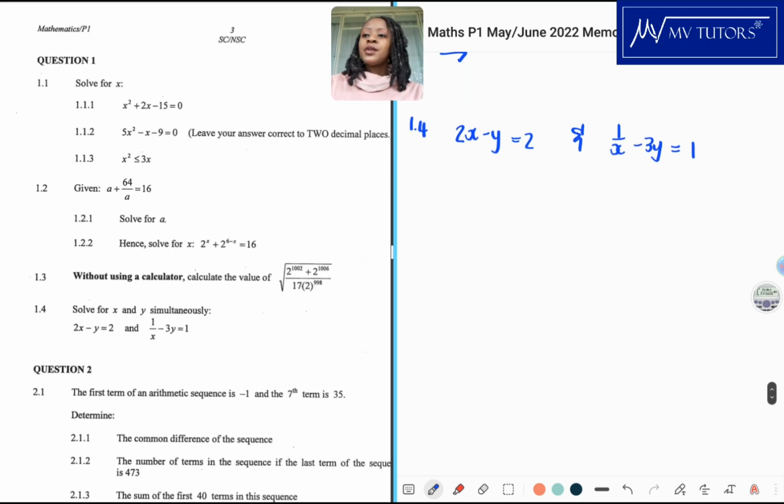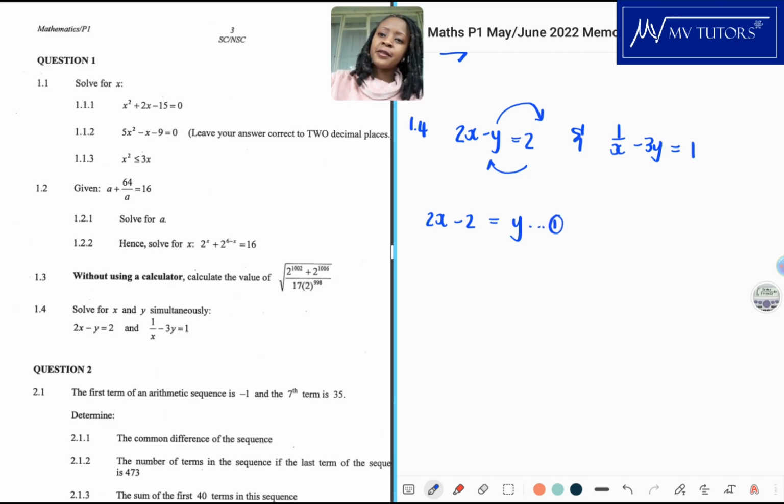Okay, so I am going to make the subject of the formula, for the first equation. I'm going to make y the subject of the formula. So I'm going to take y this side, and I'm going to take 2 this side, okay? So if I do that, let me just do it as I'm saying. I'm going to have 2x minus 2. So basically that is what y is, okay? I'm going to make that my first equation, and that is my second equation.